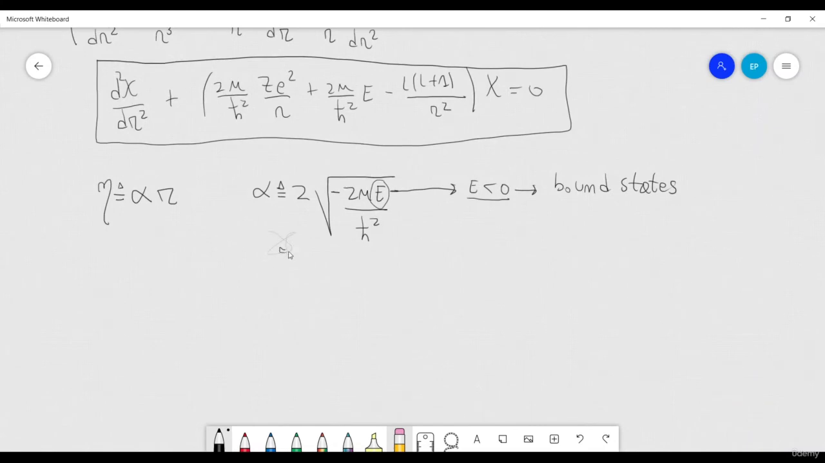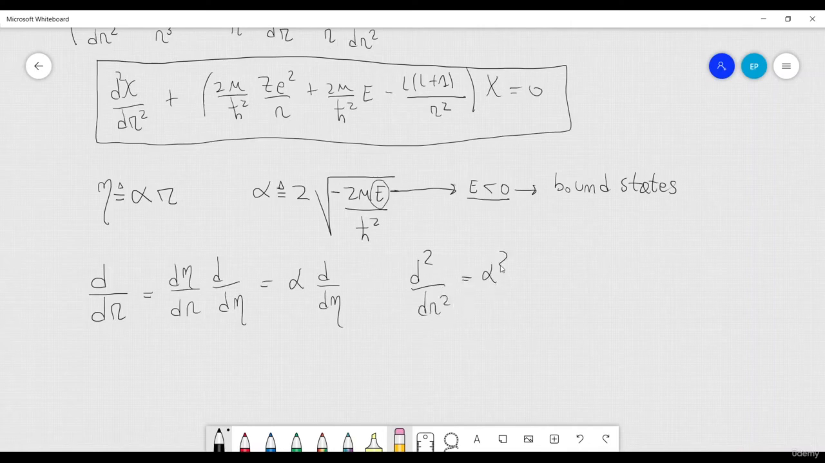And this definition here for the parameter alpha is useful, and I will show you why. In particular, if we want to change the variables, we also have to find an expression for the operator d over dr. It is easy to see by using the chain rule that this is just d eta over dr times d over d eta. But d eta over dr is just alpha. So this is alpha d over d eta. Whereas d squared over dr squared will be simply equal to alpha squared d squared over d eta squared.